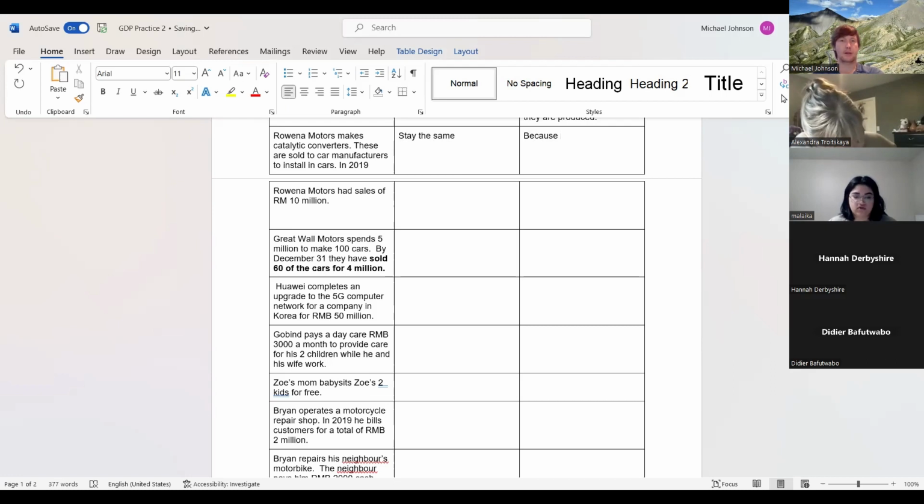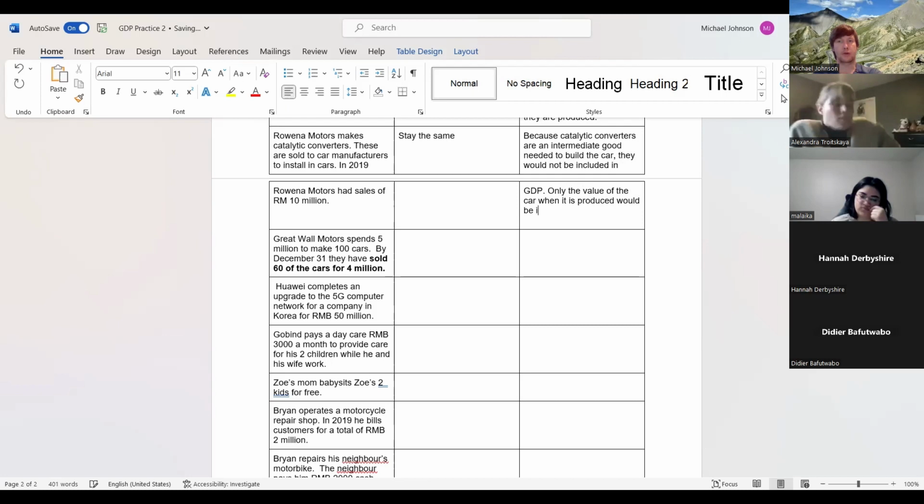Because catalytic converters are an intermediate good needed to build the car, they would not be included in GDP. Only the value of the car when it is produced would be included in GDP to avoid double counting.